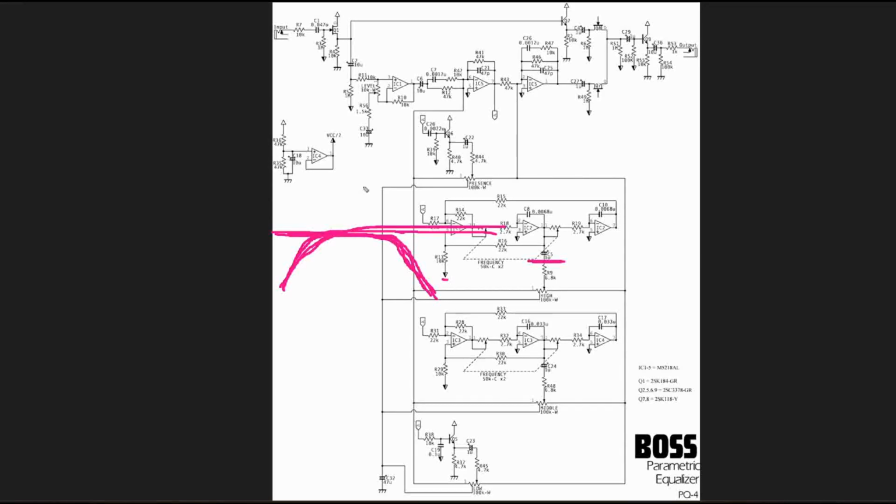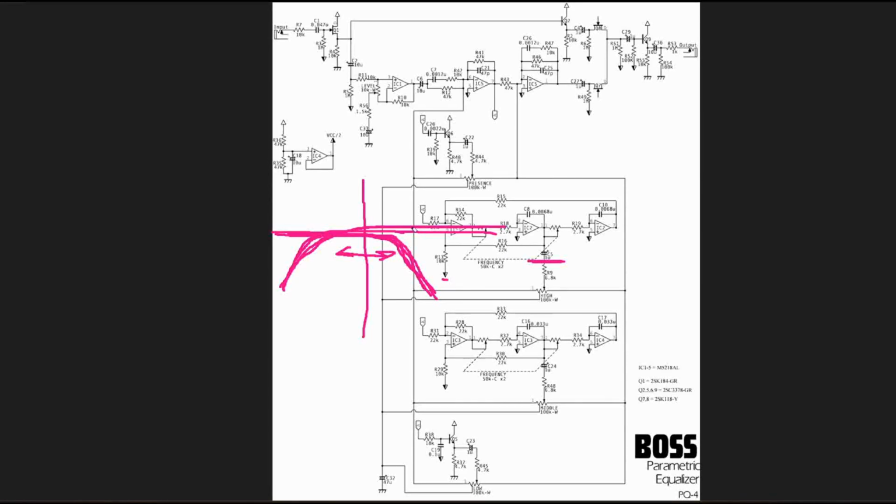Now, you remember that the center frequency is one of our parameters, and that is governed by these two resistances. So this is a dual gang pot, so that as one resistor goes up, the other goes up, and that's going to shift our frequency one way or the other. Okay?